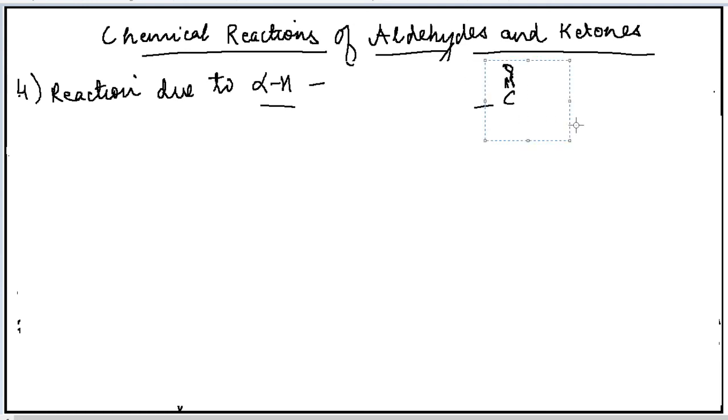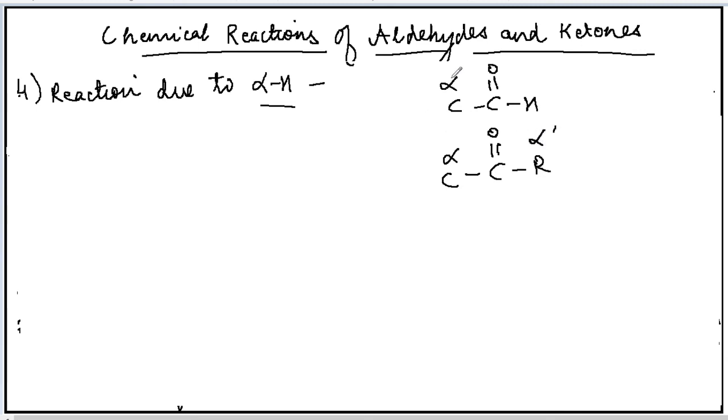Wait a second, I'll explain it here. If this is the carbonyl group, this is aldehyde and this is ketone. The carbon next to the carbonyl group will be your alpha carbon. In ketone there are carbons on both sides, so these will be alpha and alpha dash, and in aldehyde this will be the alpha carbon. The hydrogen linked to this alpha carbon is the alpha hydrogen.